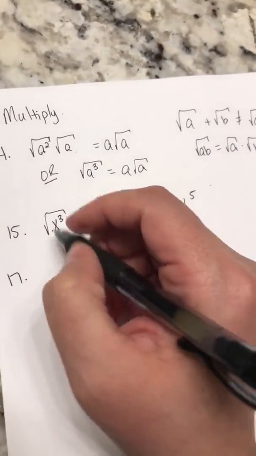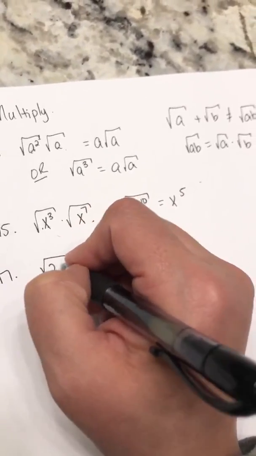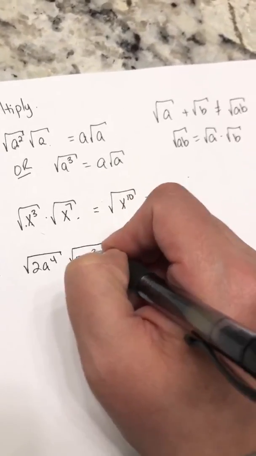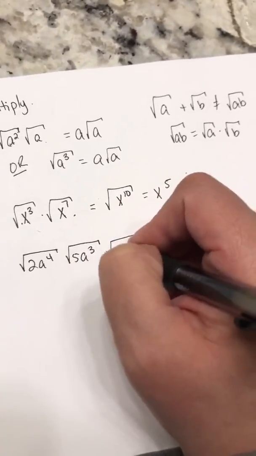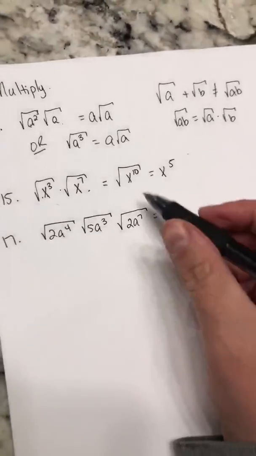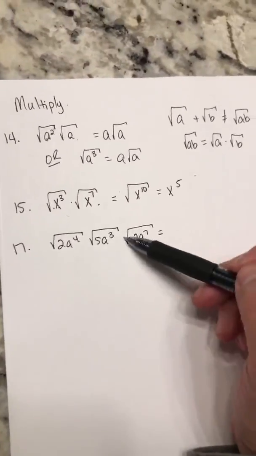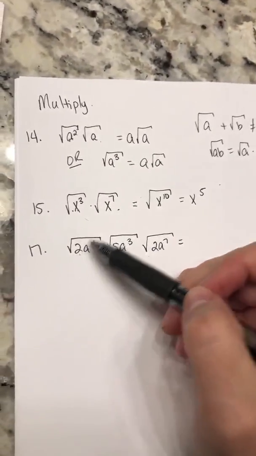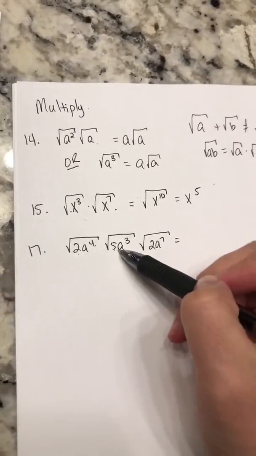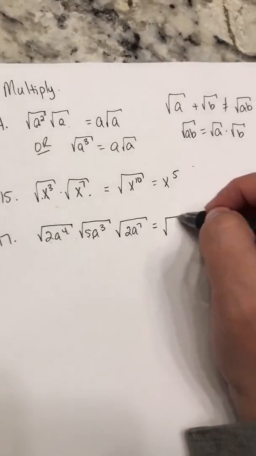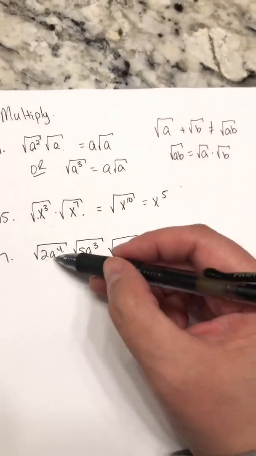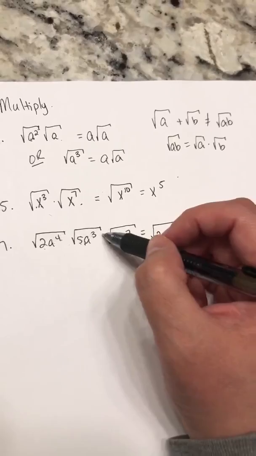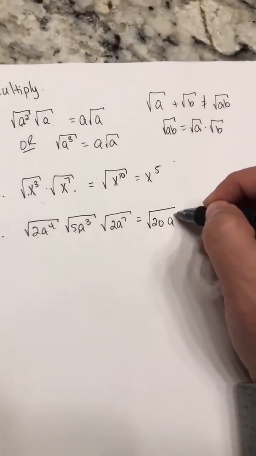If you have the square root of 2a to the 4th, times the square root of 5a cubed, times the square root of 2a to the 7th. Again, you could try to simplify these first, but I would multiply them all and then just simplify it one time. So 2 times 5 times 2, so 2 times 5 is 10, times 2 is 20, so you've got the square root of 20. a to the 4th, a cubed, and a to the 7th, so 4 plus 3 plus 7 is a to the 14th.